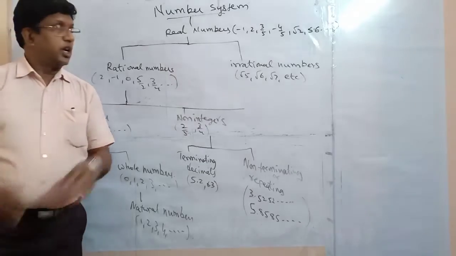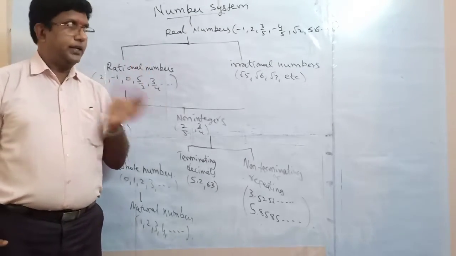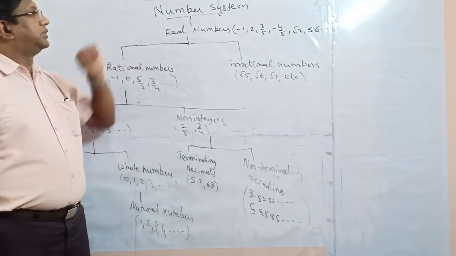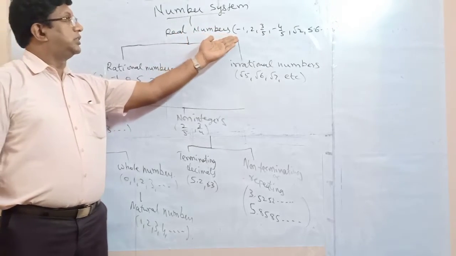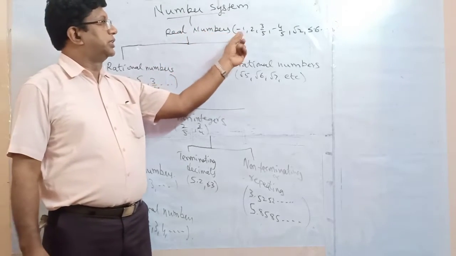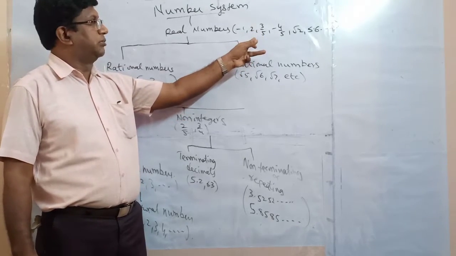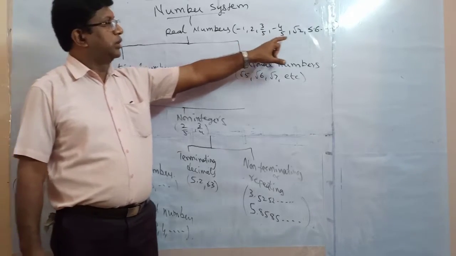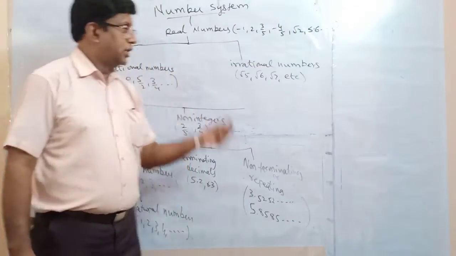Now, yesterday I was talking about the number system, so I'll explain once again in detail the classification of this. So, this number system, first if you take them as real numbers, these types of numbers come into picture: we have negative and positive integers, rational numbers, negative rational numbers, positive rational numbers, including root 2, root 3, root 5, etc.